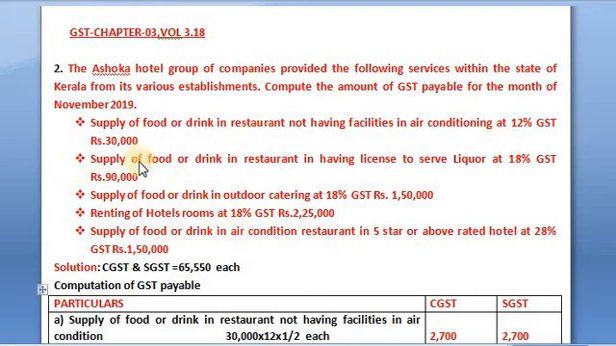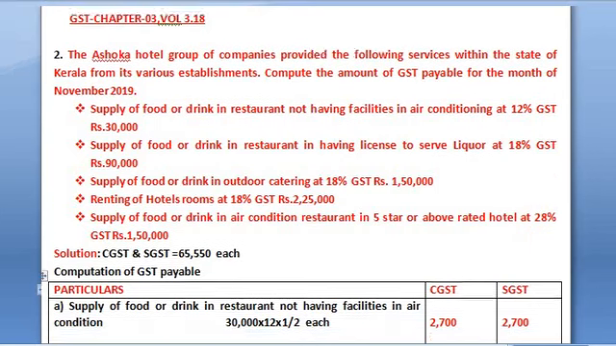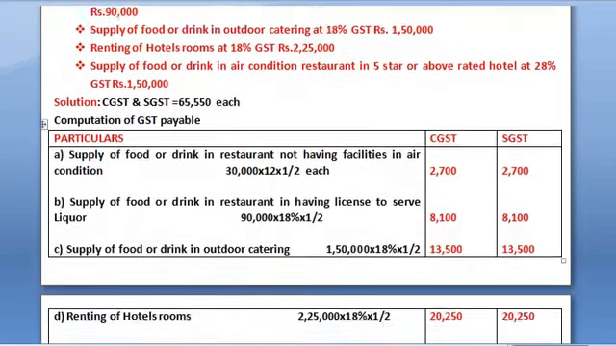So it is taxable. Next, supply of food or drink in a restaurant having a license to serve liquor. This is similar to yesterday's problem. So again it is chargeable, 90,000 into 18%. Again that has to be divided for both CGST and SGST. Supply of food or drink in outdoor catering, obviously it is chargeable, 1,50,000, 18%. Renting of hotel rooms is chargeable at 18% GST, 2,25,000. Supply of food or drink in an air conditioned restaurant in a 5-star or above rated hotel, obviously it is the same. In the same way as we discussed yesterday, you need to go for calculating.